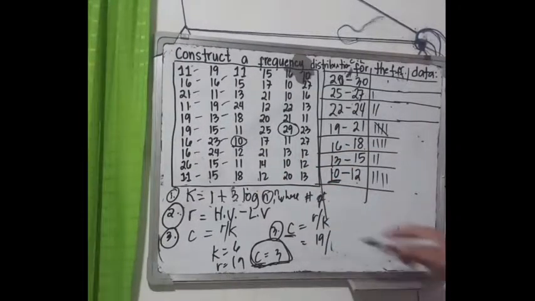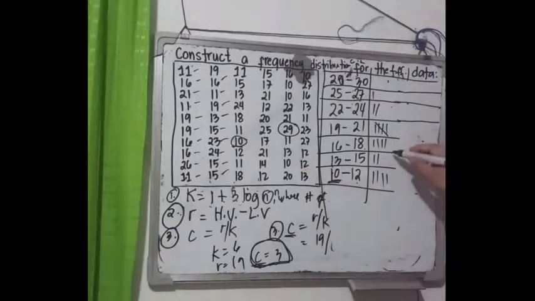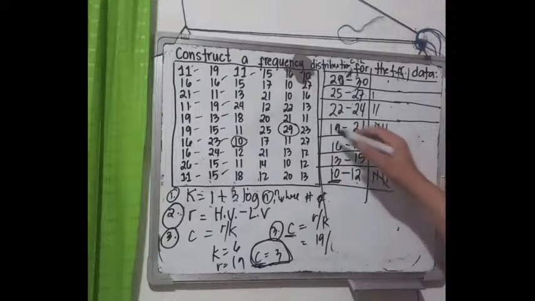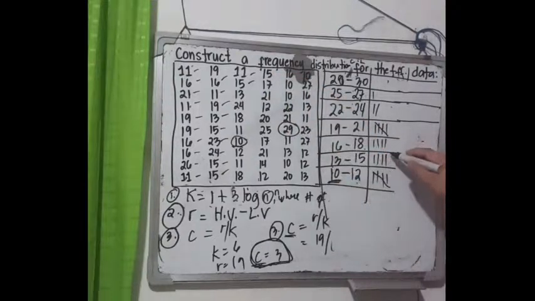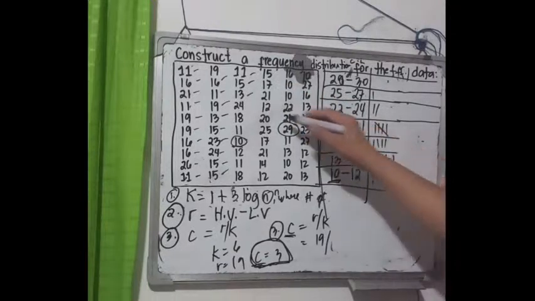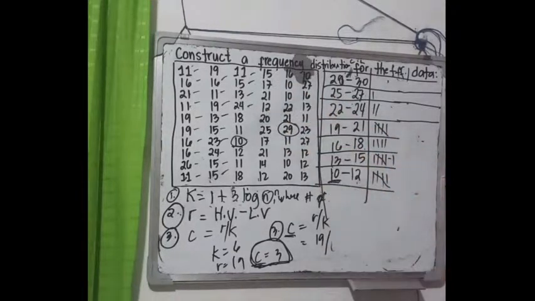Next, 15 belongs here, there are two 15s. So two here. Next 11 here, 15 this one, 13 here again, 24 belongs here, and 18 belongs to this one.